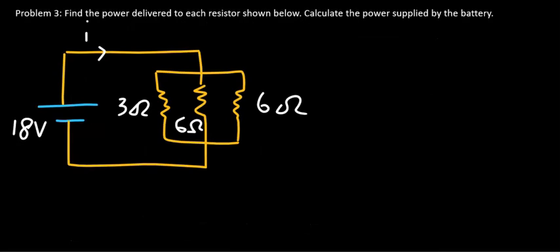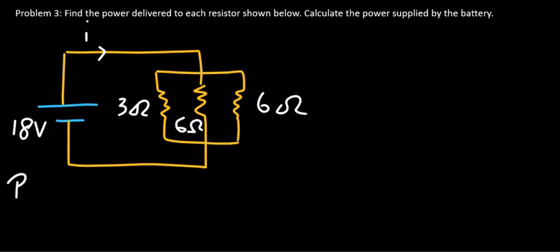Problem 3. Find the power delivered to each resistor, shown below, and also the power supplied by the battery. Note, the battery's EMF is 18 volts. So this 18 volts must also be the same as the potential difference across this 3 ohm resistor, the 6 ohm resistor, and the other 6 ohm resistor, because all these resistors are connected in parallel to each other, and their terminals are connected to the terminals of the battery directly.